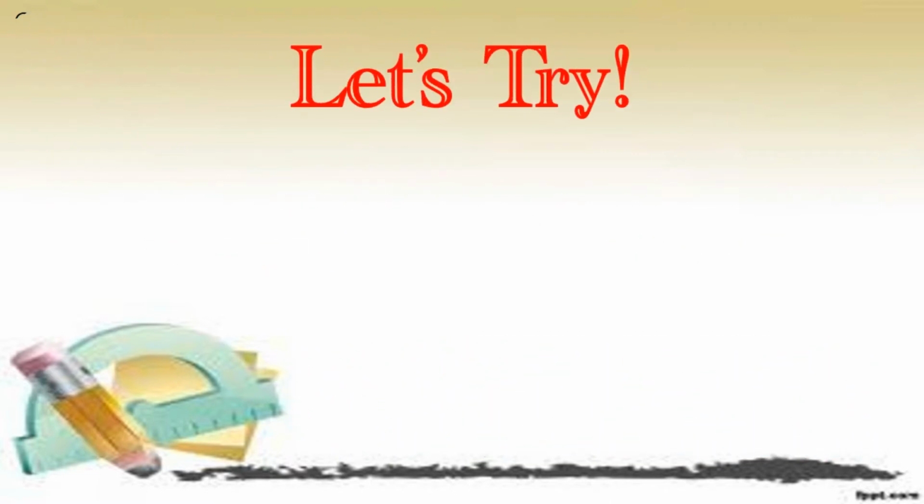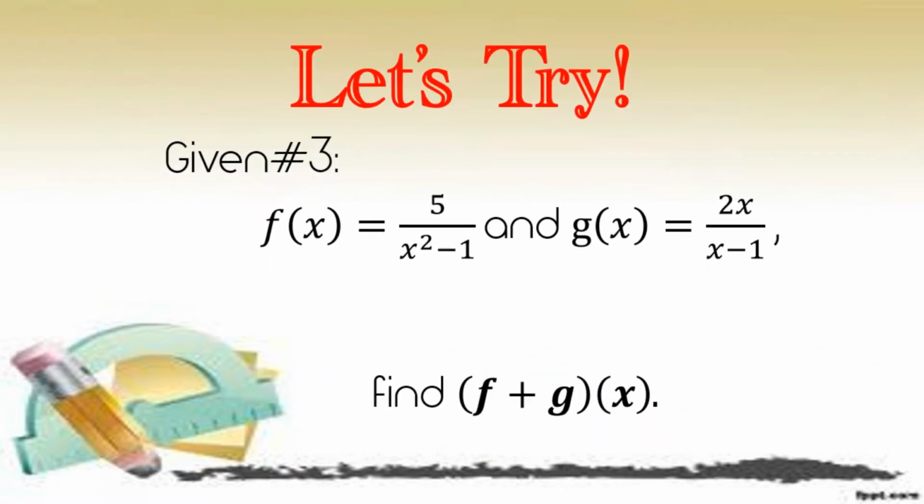Let us have example number 3. The given is f of x is equal to 5 over x squared minus 1 and g of x is equal to 2x all over x minus 1. We're going to find f plus g of x.